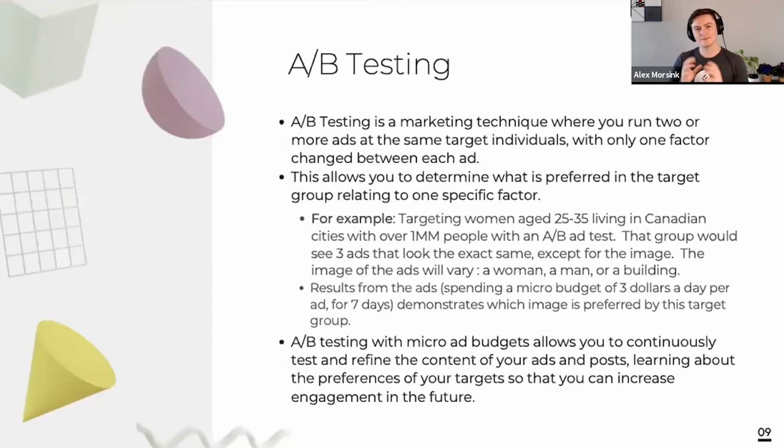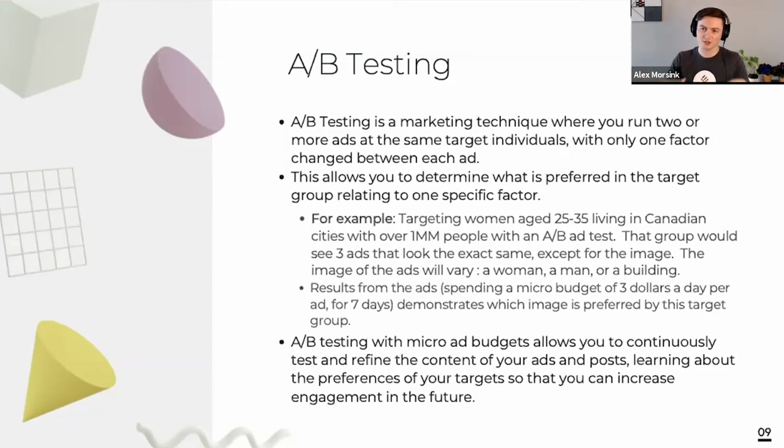The next is about the value of A/B testing. So just to go over at a high level, A/B testing is a marketing technique where you run two or more ads targeting the same individuals, and you only are changing one factor across all of the ads. So essentially, you've got one ad talking about your new type of drink, and the same group of people are targeted with this ad, but you run 7 different ads targeting that same group, and the only thing that's different is the color of the background across all the pictures.